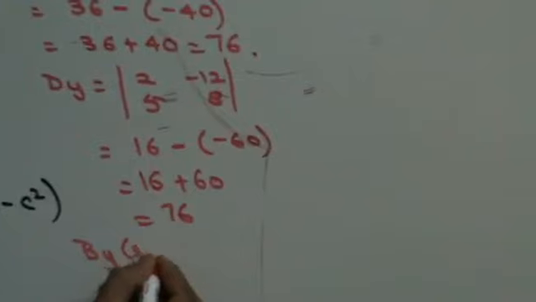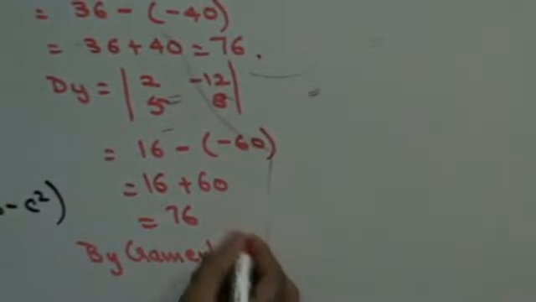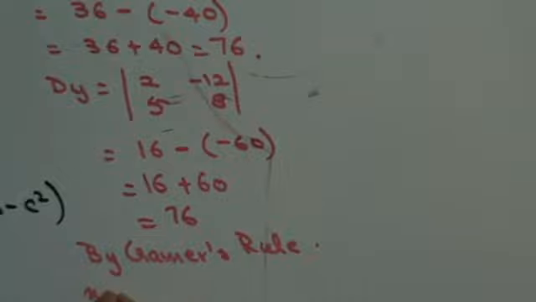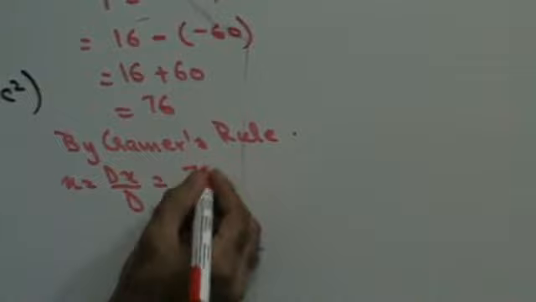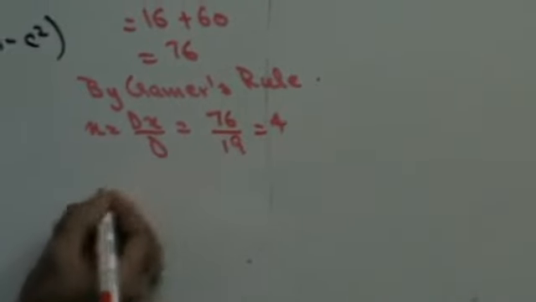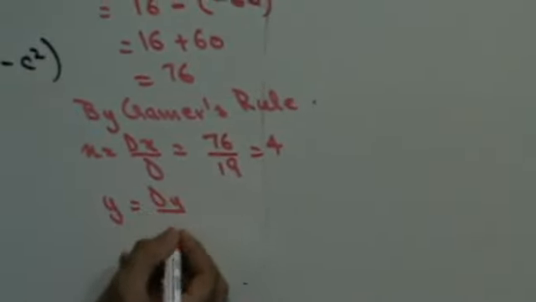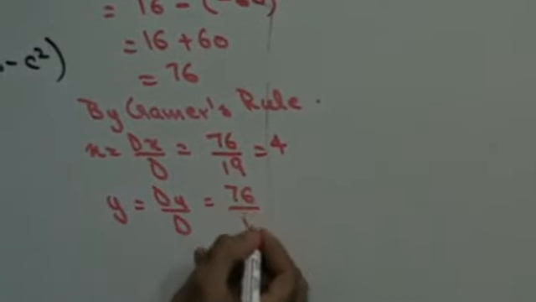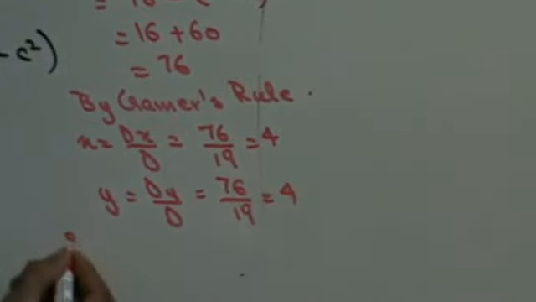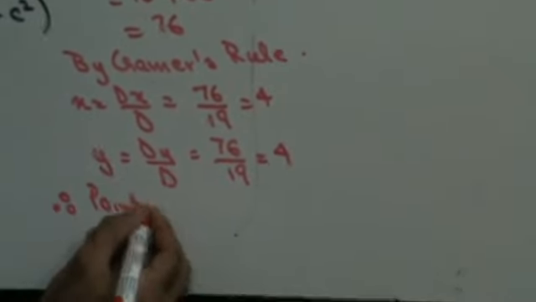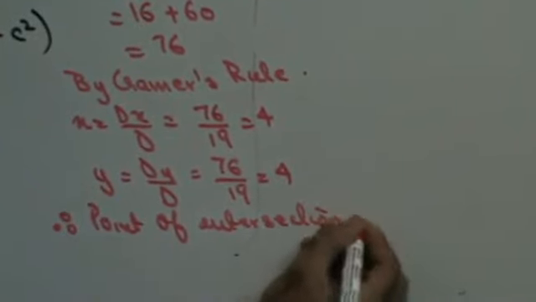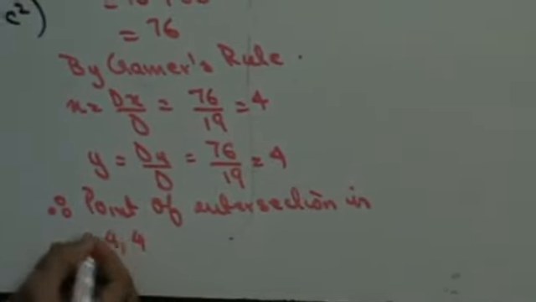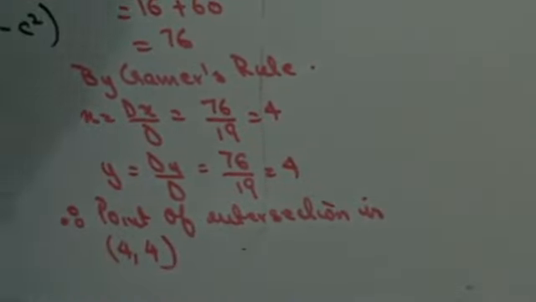Then I can apply Cramer's rule. Cramer's rule says that x is equal to Dx upon D. Dx is 76 upon 19, that is 4, and y is equal to Dy upon D, that is again 76 upon 19, which is 4. Therefore I can say that the point of intersection is 4, 4. That's how you get your point of intersection. Next, let's move on ahead, people.